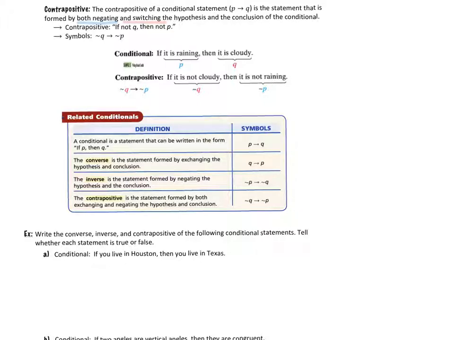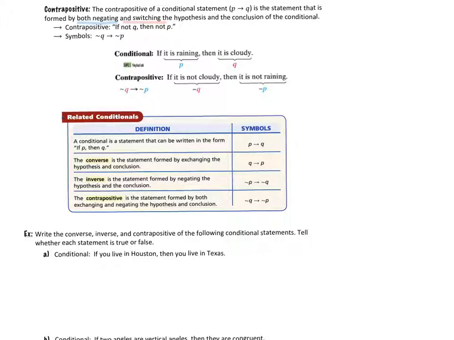So going back to that same conditional statement, if it is raining, then it is cloudy. The contrapositive switches the order. So if it is not cloudy, the negation, then it is not raining.